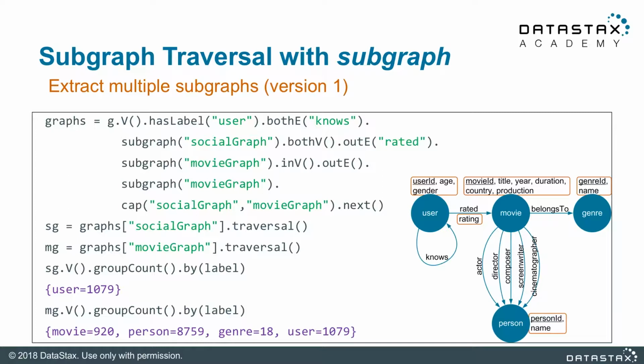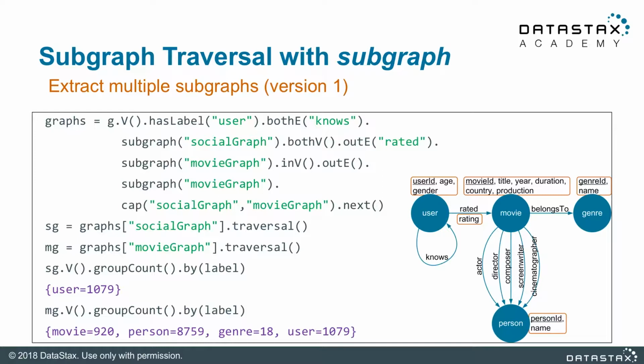From there, we will look at outgoing edges that have the rated label, and we know from our schema that those are going to be the movies. So we'll get the subgraph of movies. So now we have created a side effect called movieGraph on the third line with that subgraph of movies.